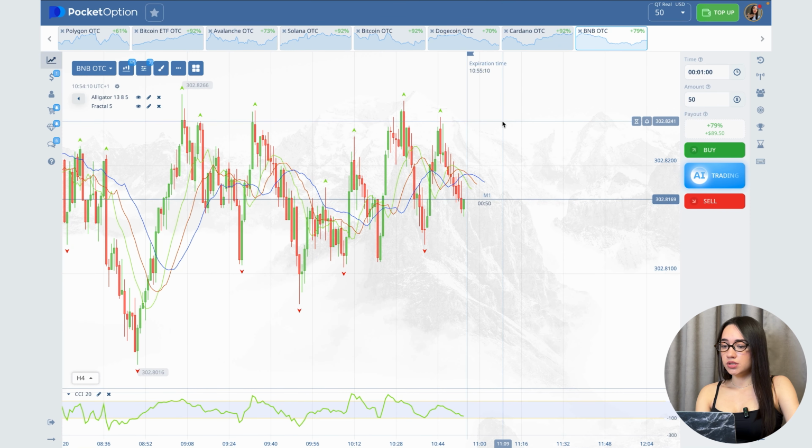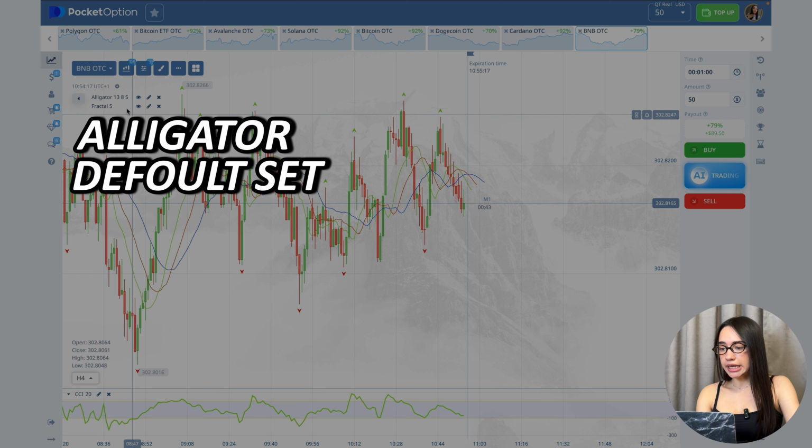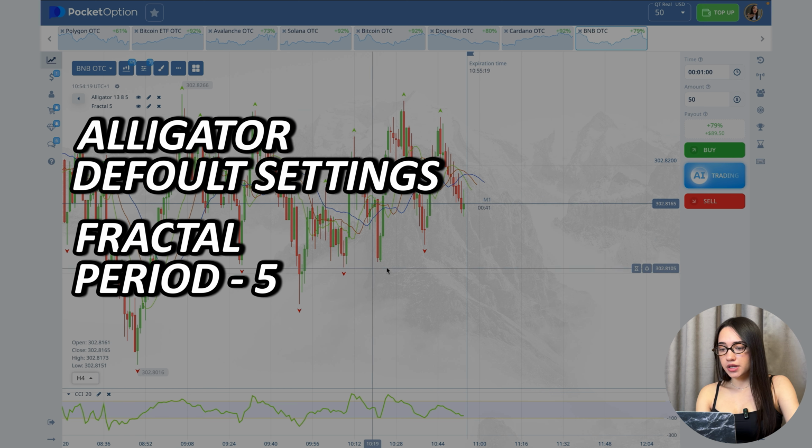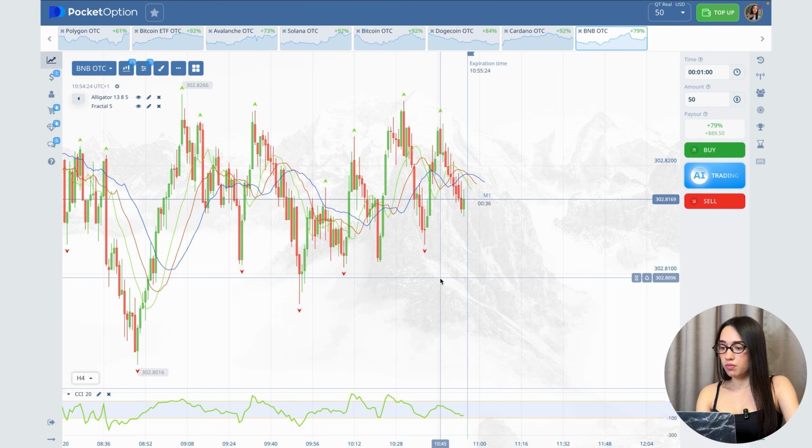And let's start with today's trading. We're starting by analyzing the signal cluster. This is the Alligator with the full settings, Fractal with period 5, and oscillator CSI with period 20. Today, I'm going to open trades both with and against the trend.